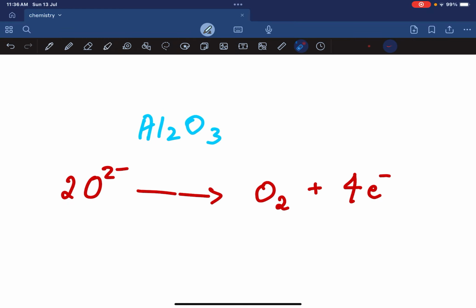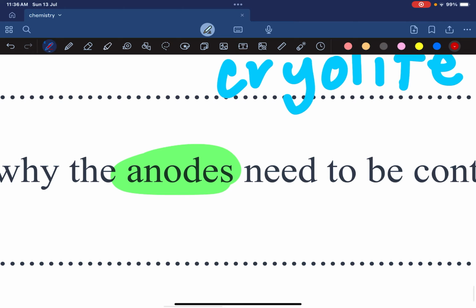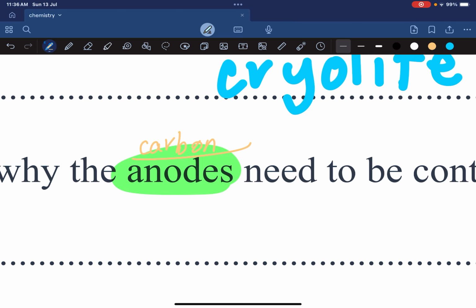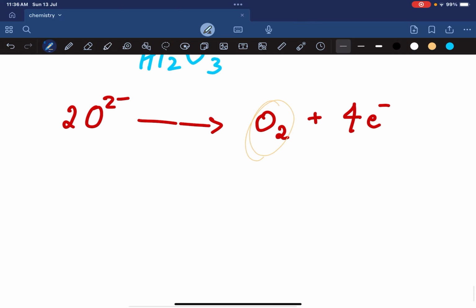Now you have your oxygen being formed. In this electrolysis, the anodes you use are basically made up of graphite. Graphite is simply carbon, so the anodes you're using are carbon anodes. So the oxygen that's being formed at the anode reacts with carbon. This oxygen reacts with carbon to form carbon dioxide. That's why the anode that's made up of carbon is used up.